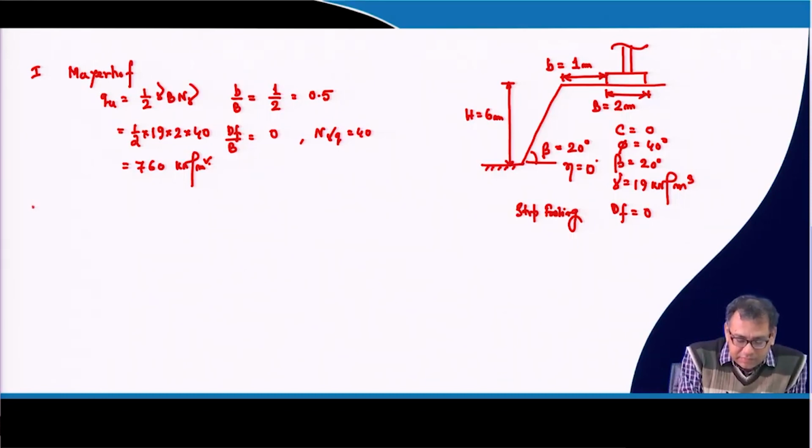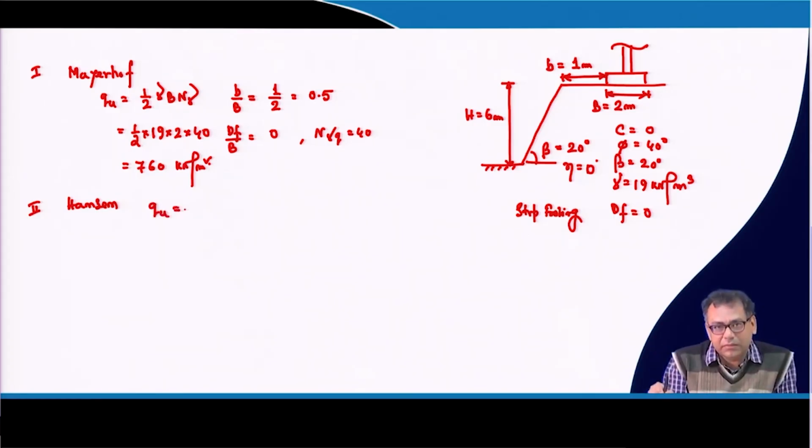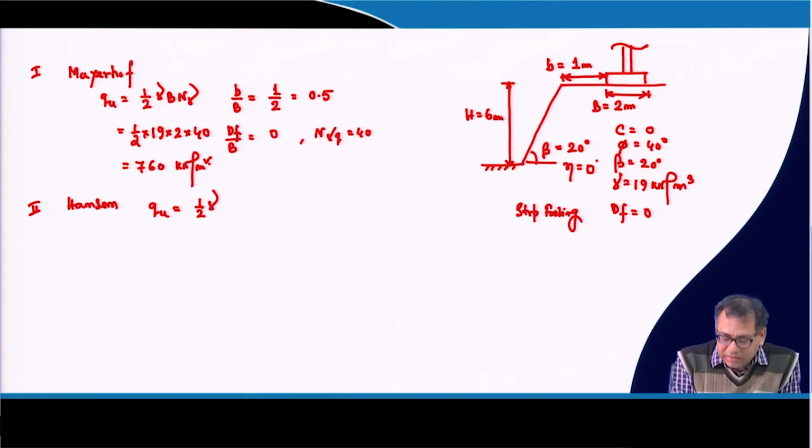Now, Hansen theory. If I use Hansen, then your q_u is on the surface, so the second term will be 0, as c is equal to 0. So the first term will be 0, only the second term will be present, and then you know that equation: half gamma B N gamma. Here I can write N gamma, then S gamma, then D gamma, I gamma, then C gamma, say compressibility, then G gamma, then B gamma.